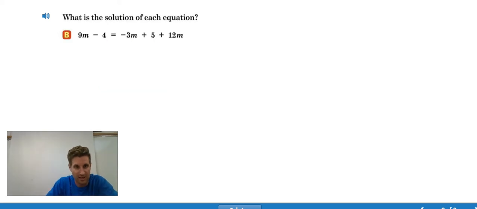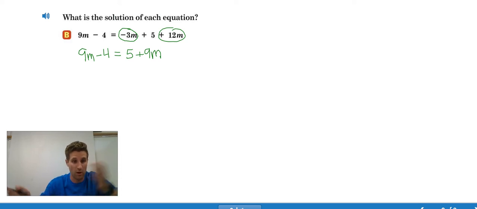Okay, let's take a look at this problem. So first, we have to combine like terms, negative 3m and a positive 12m. That's going to give us 5 plus 9m, I believe. Yeah. And 9m minus 4. Okay, now, who should move? Who's smaller, 9m or 9m? They're the same. So let's go ahead and subtract one of them.